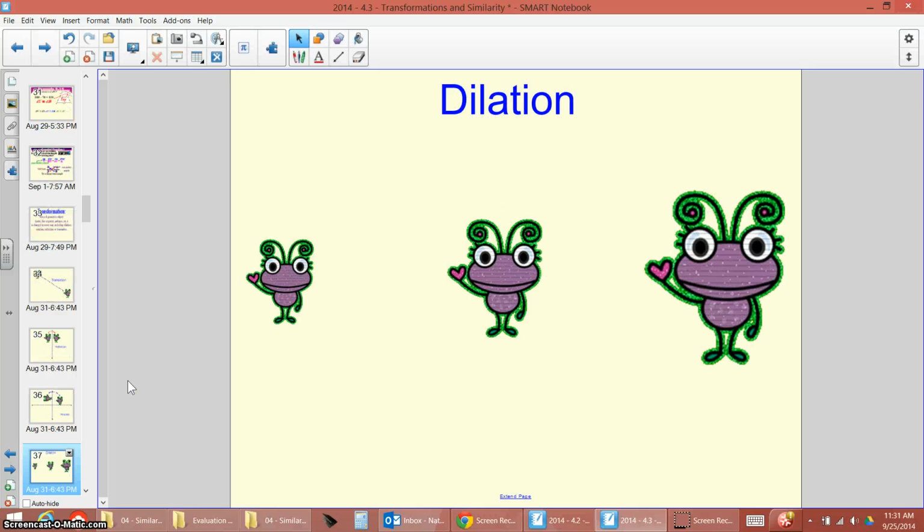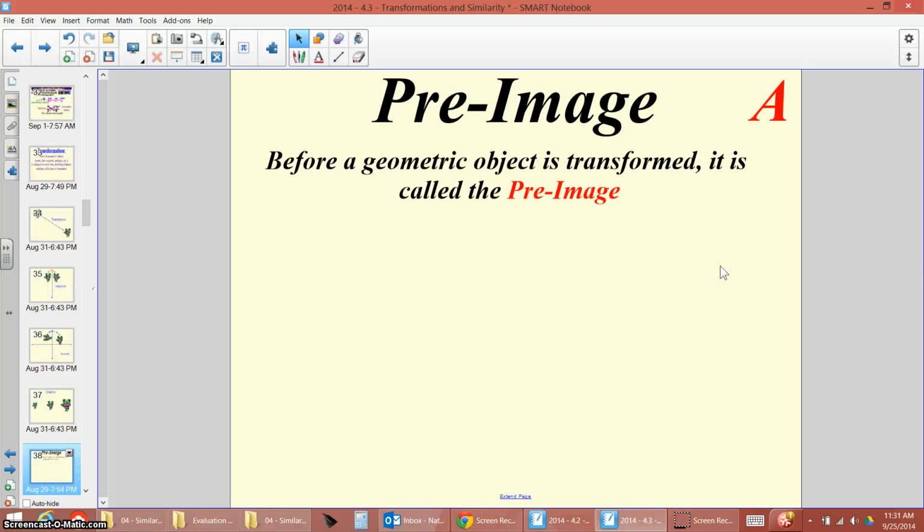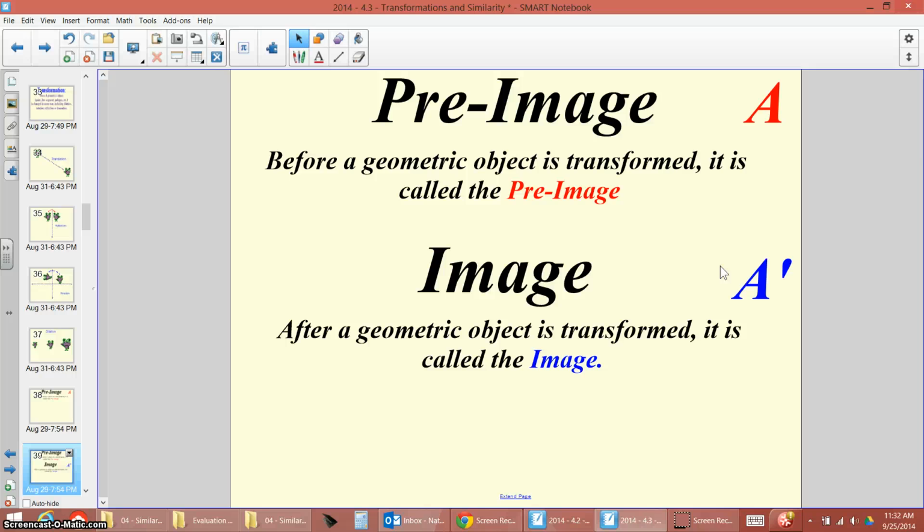A dilation is when it gets bigger or smaller. Nothing else changes except the fact that I've made it bigger or smaller. While dilating, I can also move positions sometimes if my center of dilation is out of the center. So when I move stuff, when I do some sort of transformation, I start with the pre-image, and when I've moved it, I call it the image.